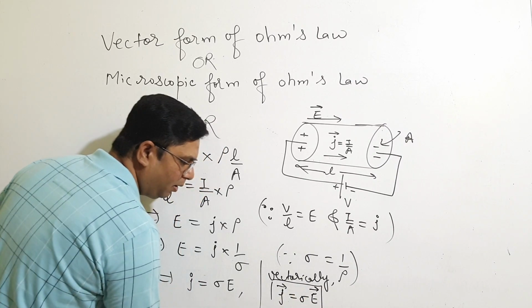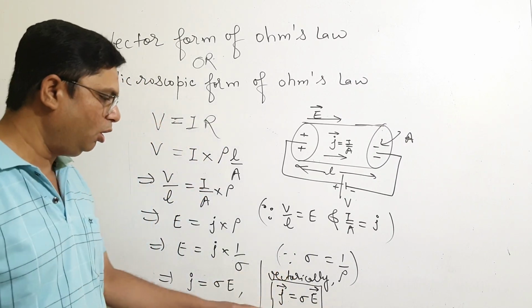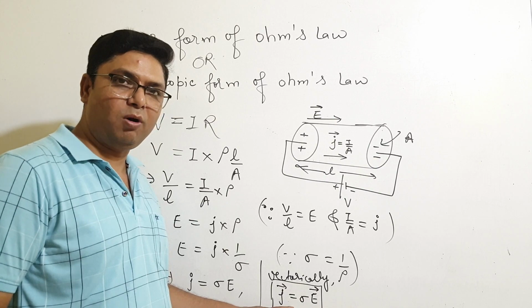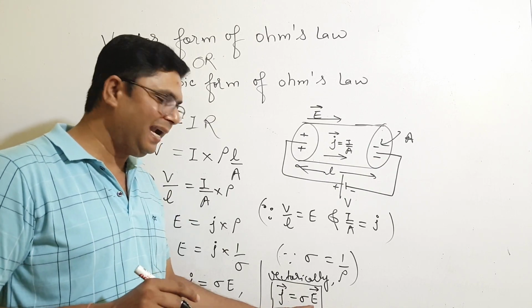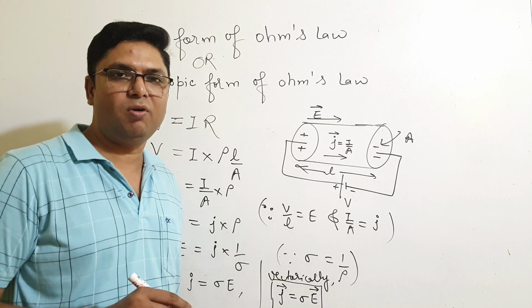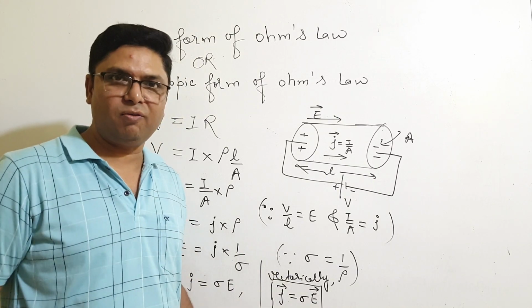So this is said to be the microscopic form of Ohm's law, or the vector form of Ohm's law. Expressing Ohm's law in terms of J and E is said to be the microscopic form of Ohm's law or vector form of Ohm's law.